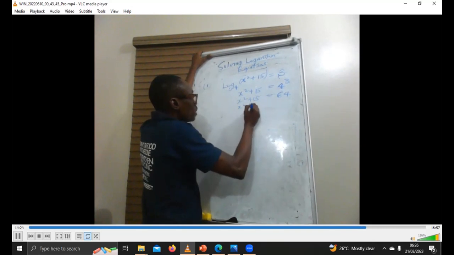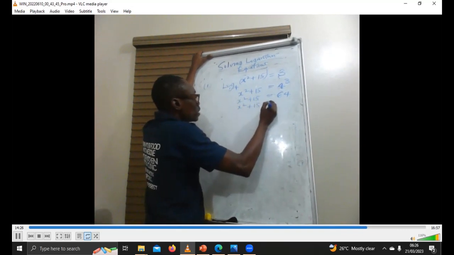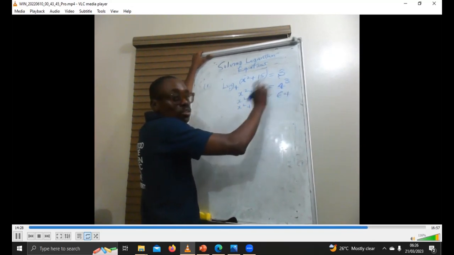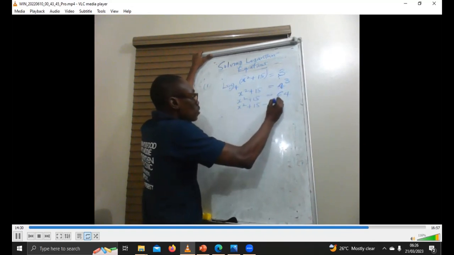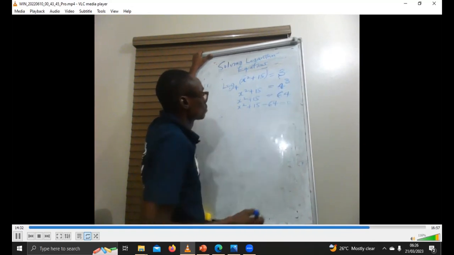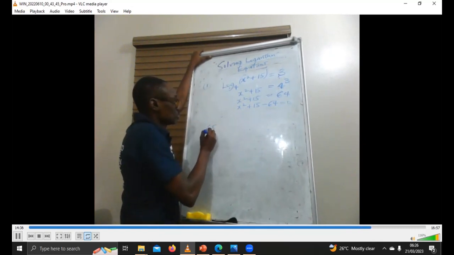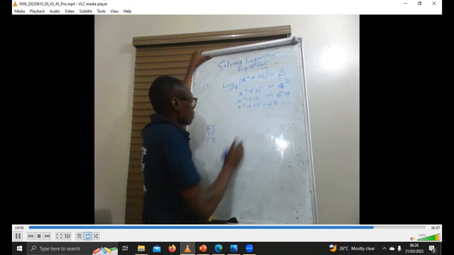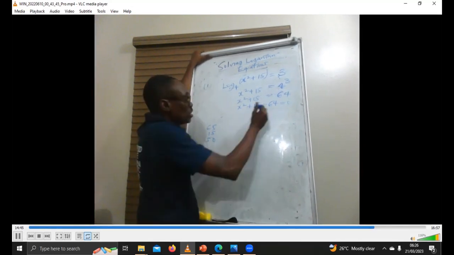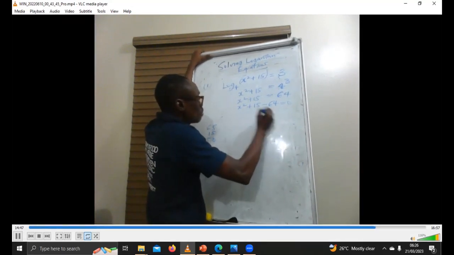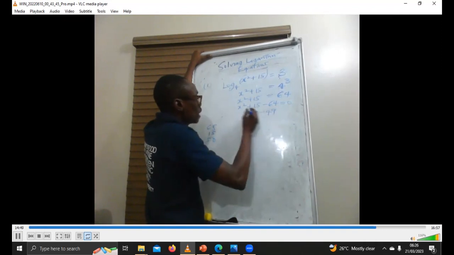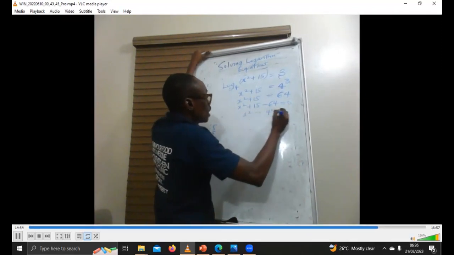So bring the 64. It's a plus here, it's going to become a minus there. So you have minus 64 equals 0. Plus 15 minus 64 is minus 49. So you have x squared minus 49 equals 0.